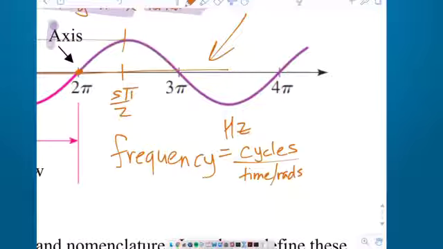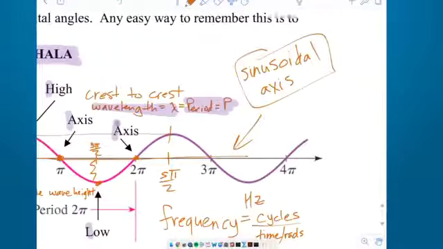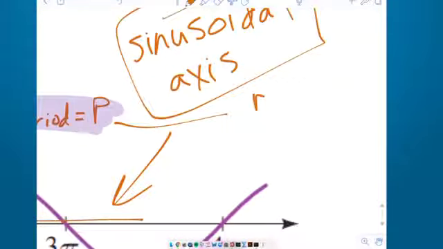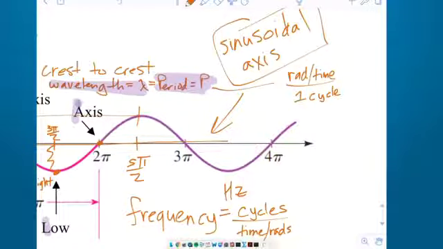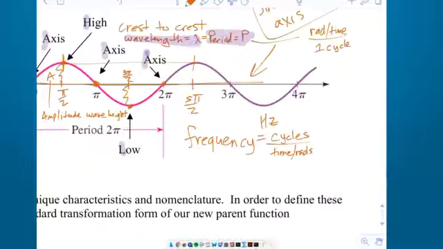Okay? Period is a little bit different. Period and wavelength, the units are radians, or time, per one cycle. So if you're looking for the period, you don't care how many occur in a certain time. What you're interested in is how long it takes to make one cycle. So think about the units. Radians per cycle for period versus cycles per radian for frequency. How are those units related? Reciprocals. Yeah, they're reciprocals. So exactly the same way the units are related is the way the period and the frequency are related.